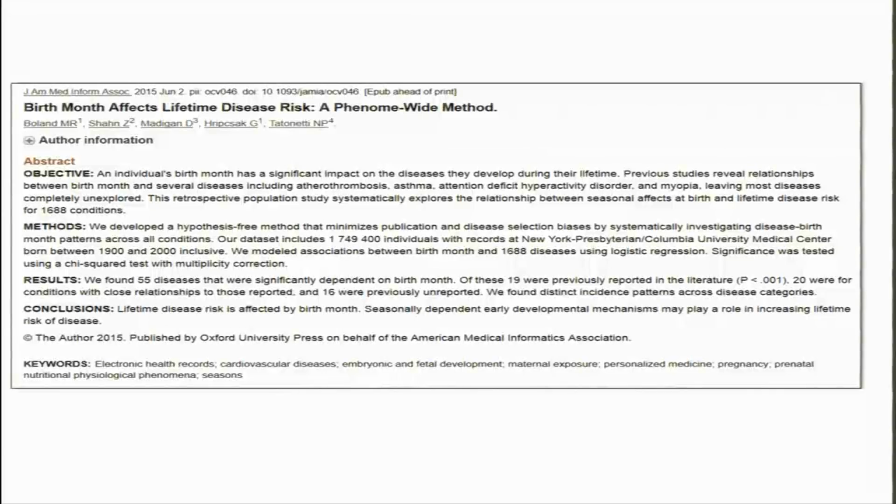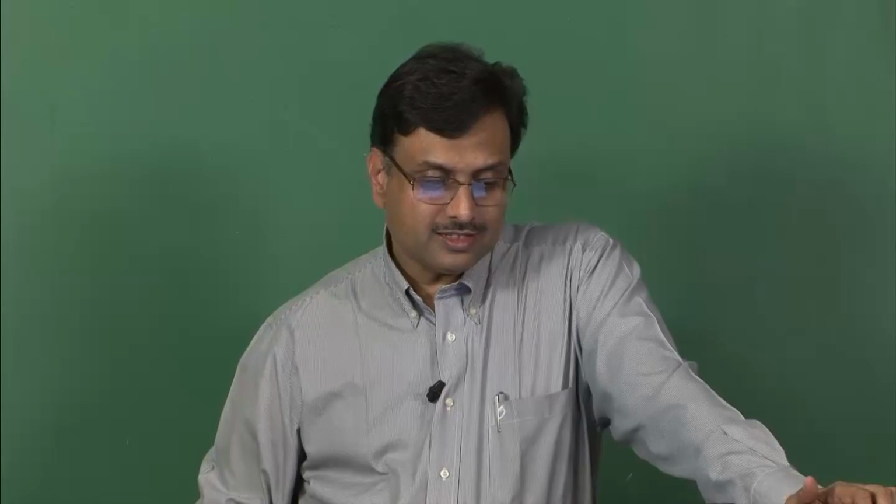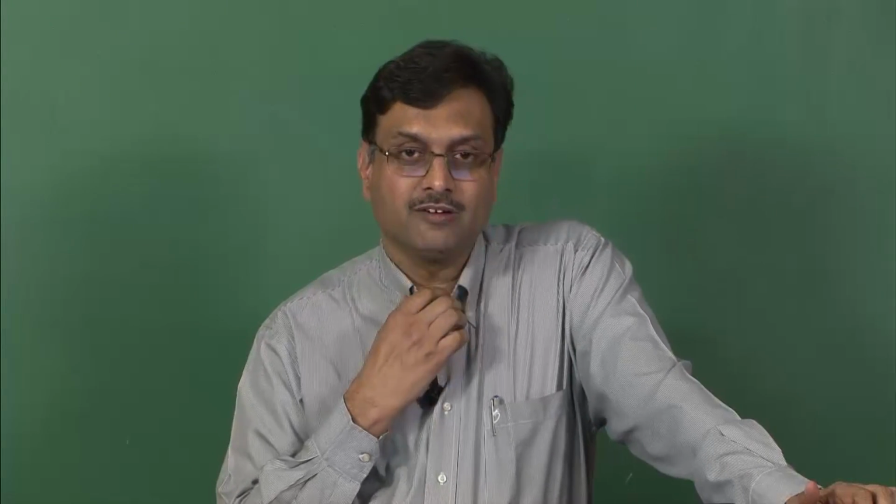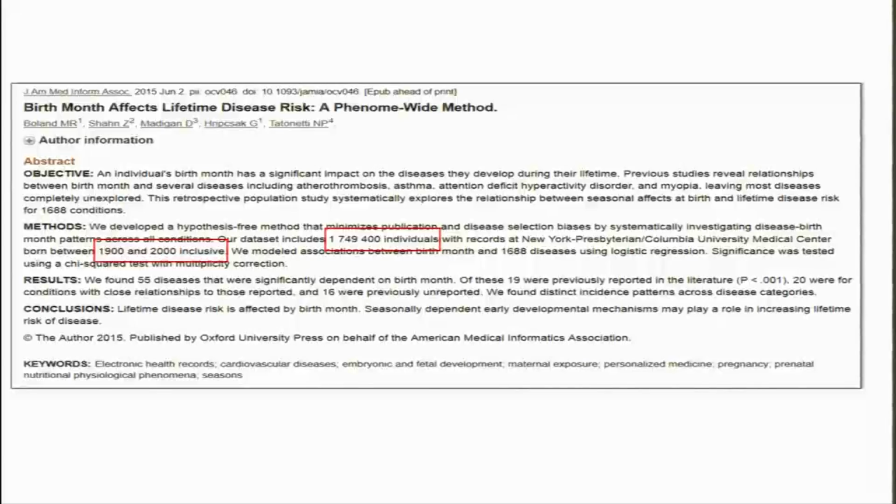The paper is Birth Month Affects Lifetime Disease Risk, a phenome-wide method, meaning they have looked at the phenotype. They looked at a large number of patients, and they are able to show some interesting correlation: does a given birth month give you a higher risk of developing certain diseases later in your life? What is interesting is this paper has come from a group in New York, and they have looked at all the residents of New York City in the US.